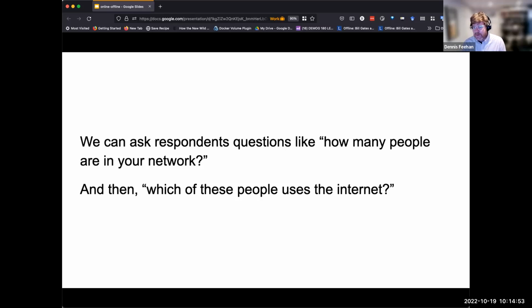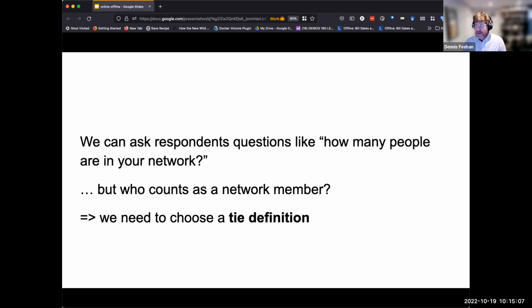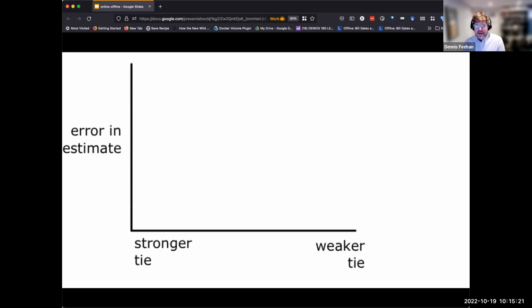We have a survey, we're asking respondents questions. We can ask them a question, something like, how many people are in your network? And then which of these people uses the internet? I wouldn't say we should use exactly this wording, but this is the spirit of what we want to try to get from people. But this begs the question, who should count as a network member? So who should we ask respondents to think about when we ask them to report about their network? In other words, we need to choose a tie definition.